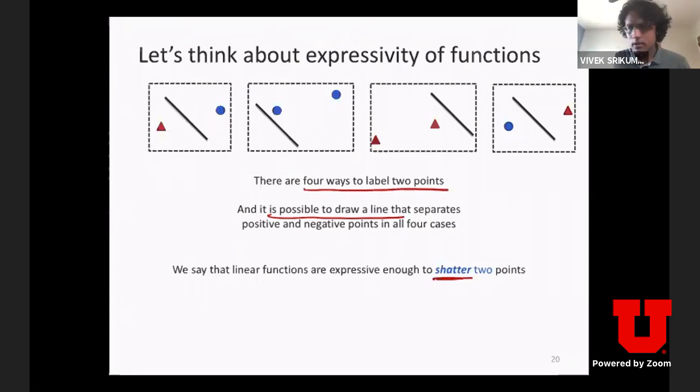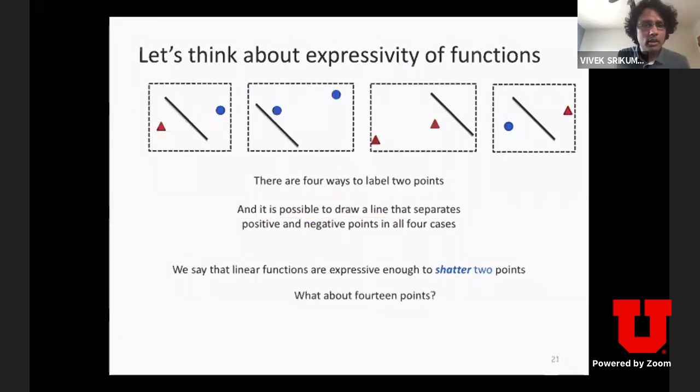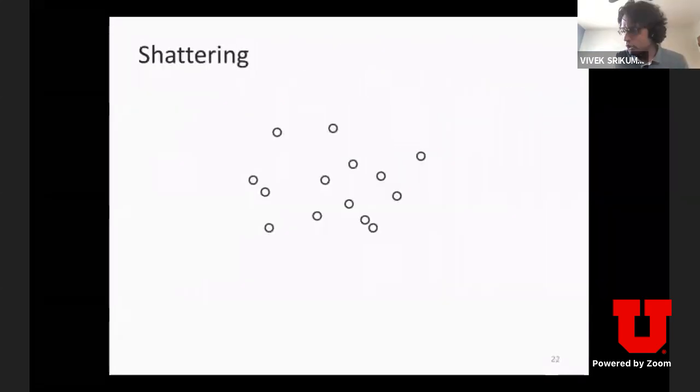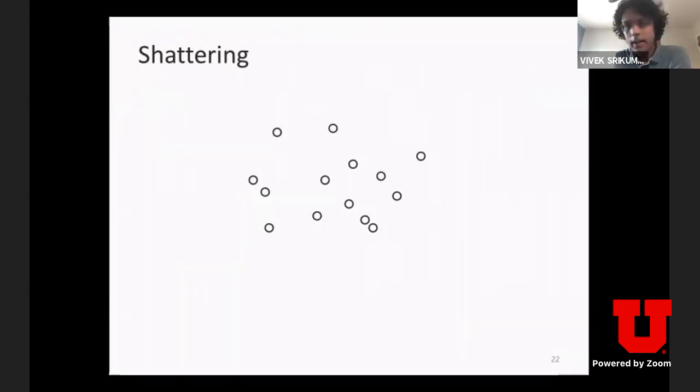Why does this concept need a name? Let's look at 14 points instead. So you have these 14 points, and let's say I label them this way.